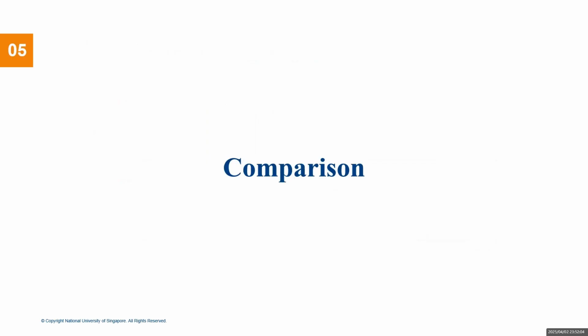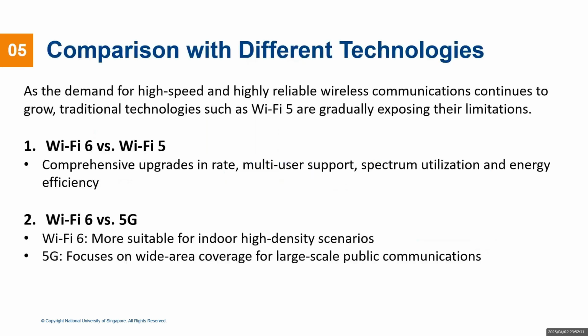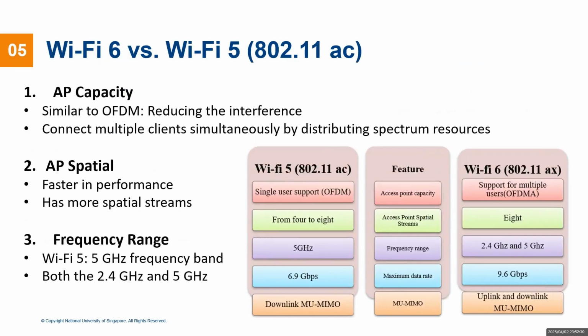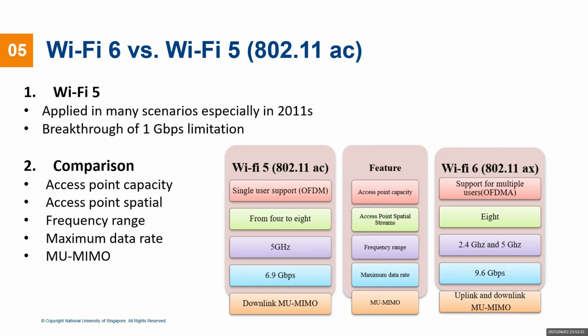The next part about Wi-Fi 6 to describe is the comparison with different technologies. We have talked a lot about Wi-Fi 6 technical advantages and the mechanism improvements. So next, let's look at how it compares with other mainstream wireless communication technologies. In this section, we briefly compare Wi-Fi 6 with Wi-Fi 5 and 5G. Let's start with the first comparison, Wi-Fi 6 versus Wi-Fi 5.